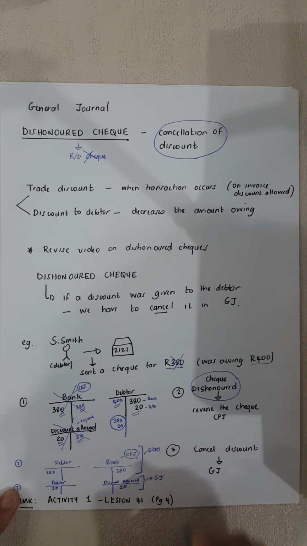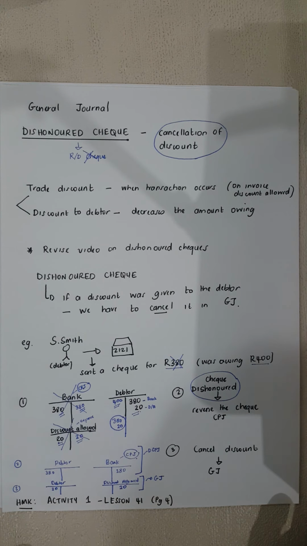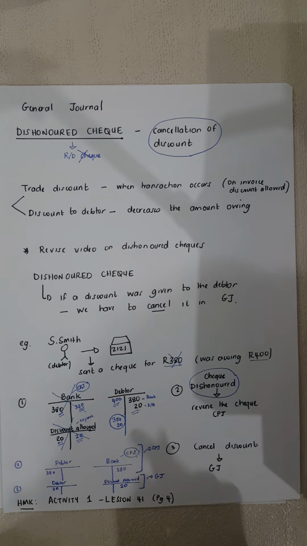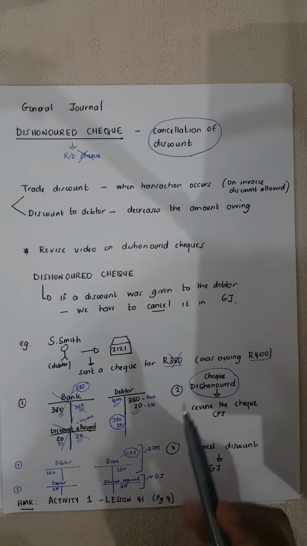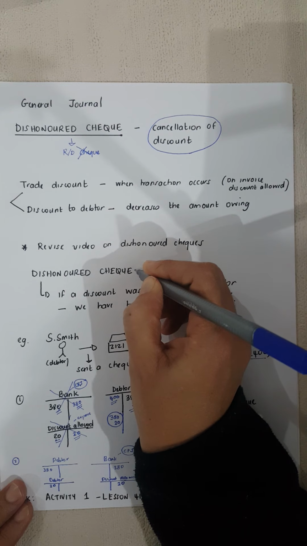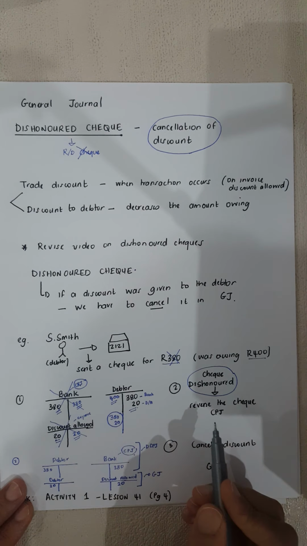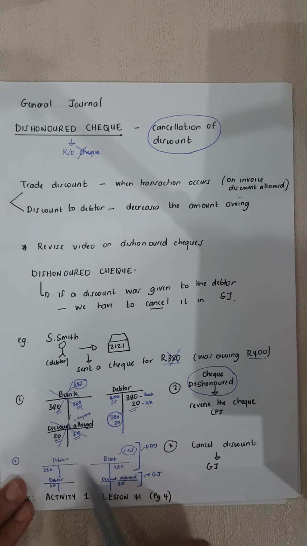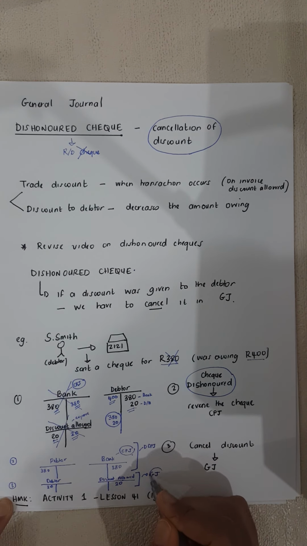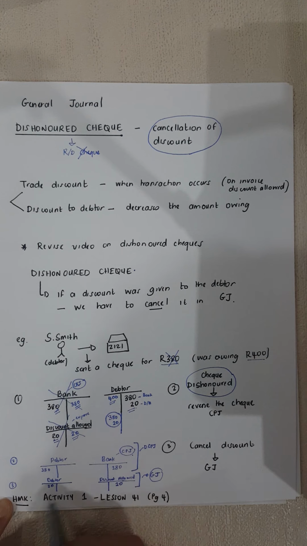That's why we're revising this now. So we're going to see now how we put it into the general journal. If you're finding this difficult and I've gone too fast through it, please go back to dishonoured checks, and you will see I've done it in bigger detail. If you understand it, then you'll be able to follow this here, and we have to put it into the general journal now. Okay, so you have to learn these 4 entries here.